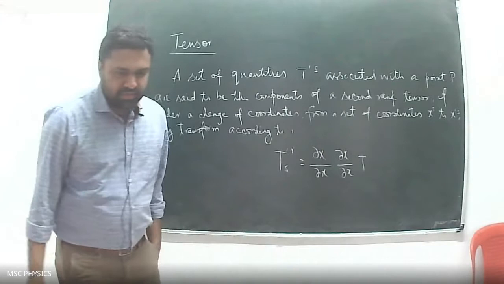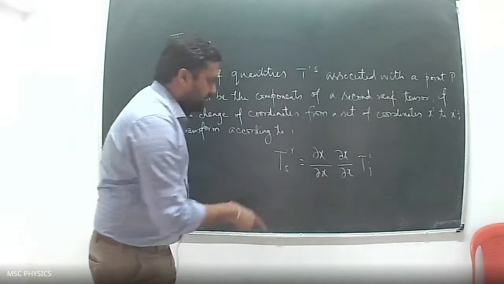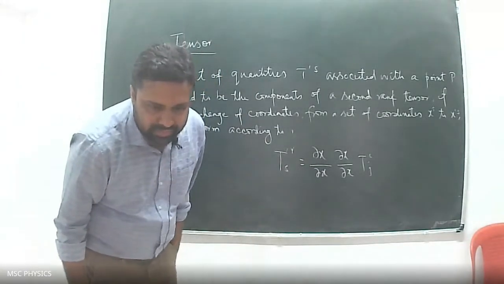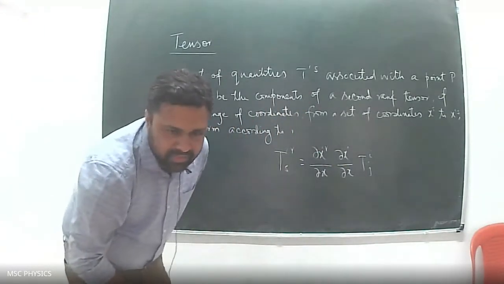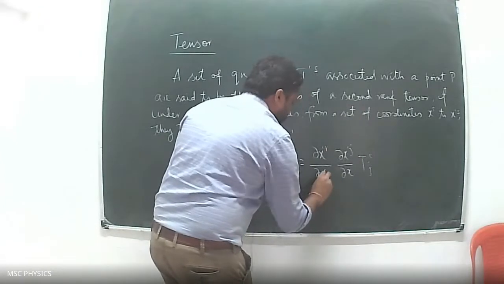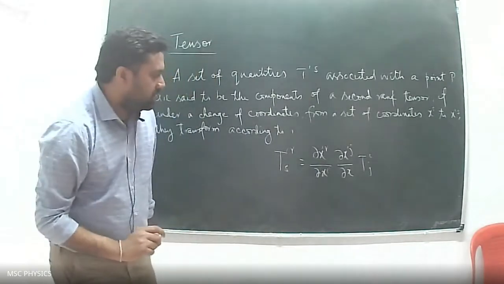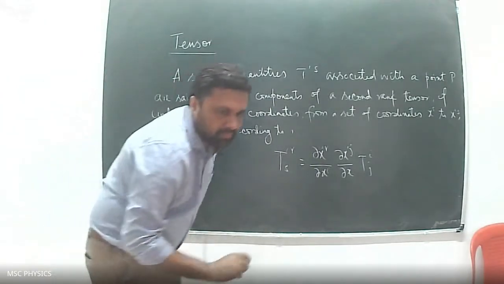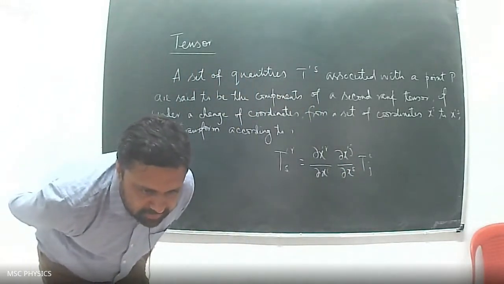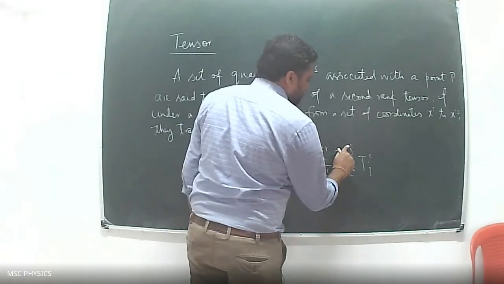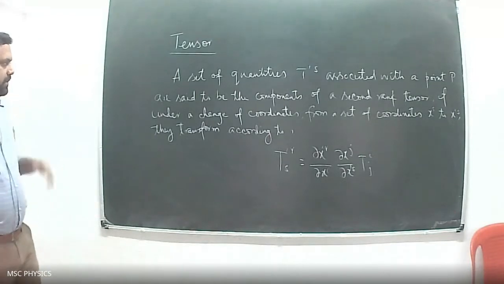t, and this t should be unprimed. So t i j, this is r s, so one of them should be r, another should be s. So primed r and primed s, and unprimed i and unprimed j. Yeah, this is unprimed. So this is the definition of tensor, right?